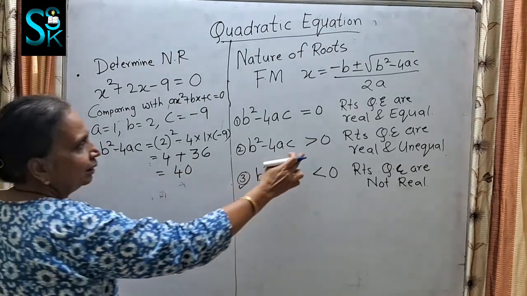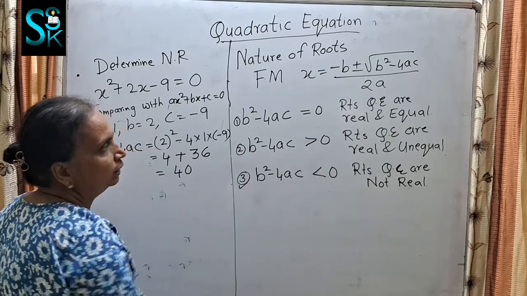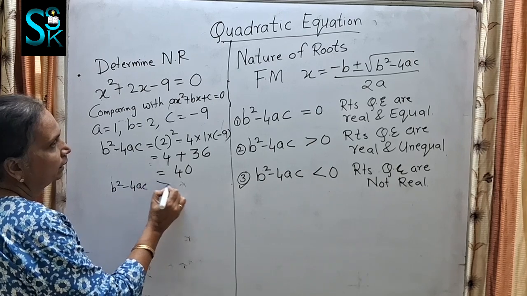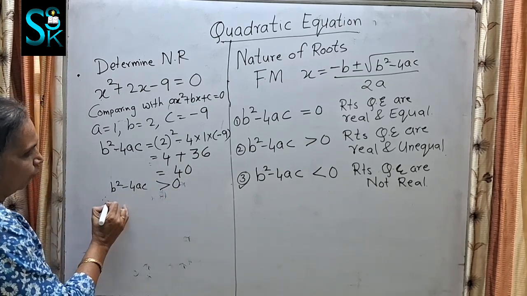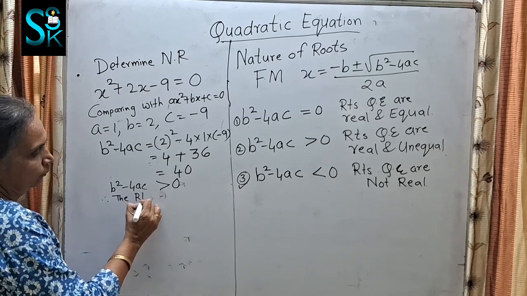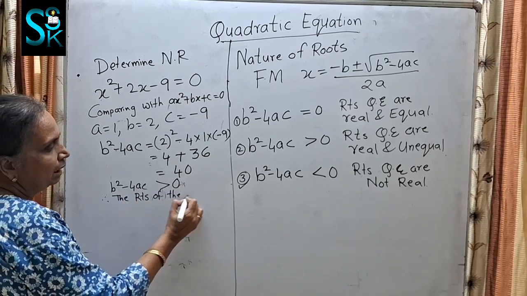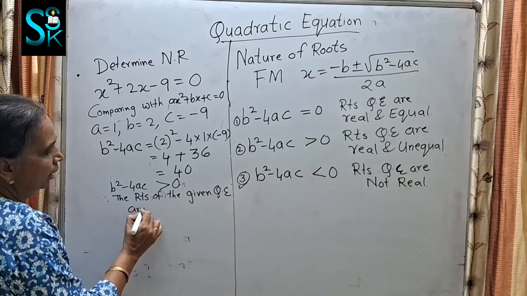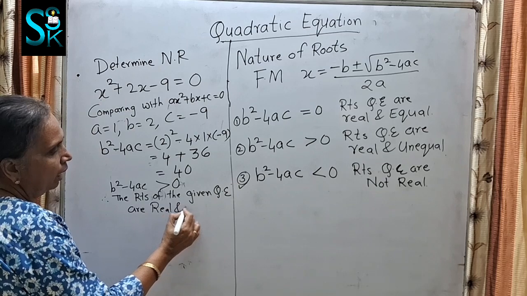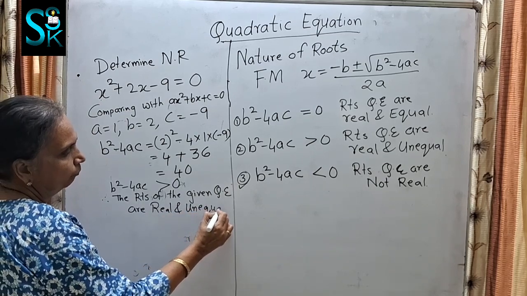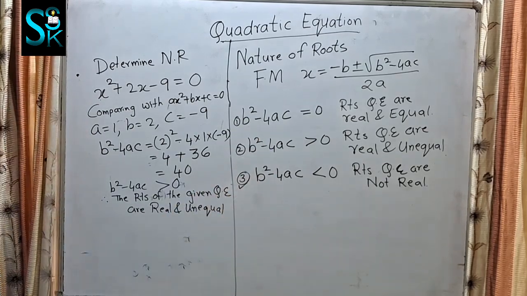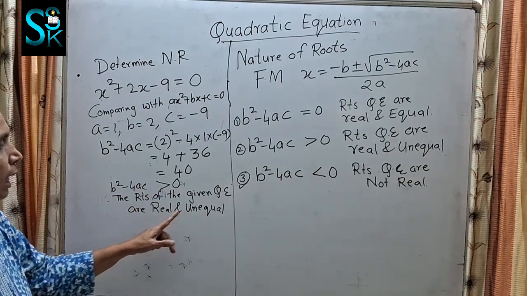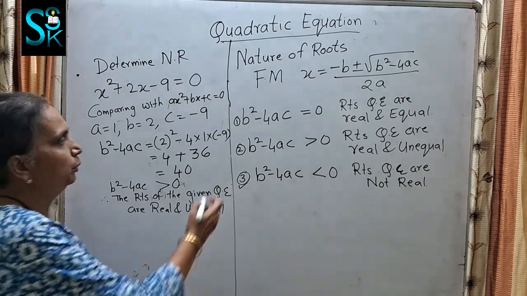This number is greater than 0. It's a positive number greater than 0. So what you are going to write? B square minus 4ac is greater than 0. Therefore, the roots of the given quadratic equation are real and unequal. Simple. For that matter, you should know this. Okay, so b square minus 4ac is greater than 0 means the roots are real and unequal. So we have understood this example.